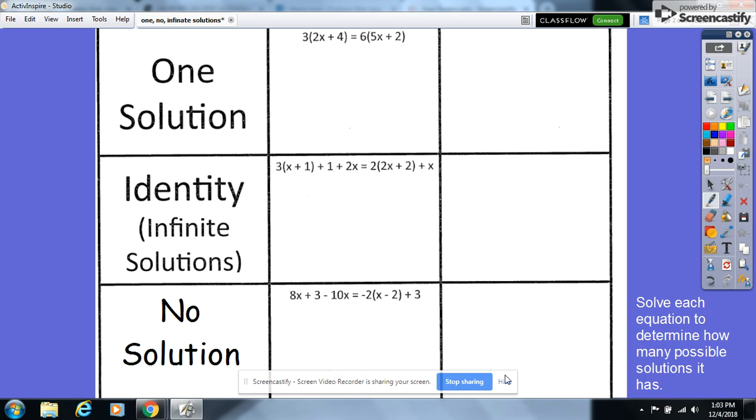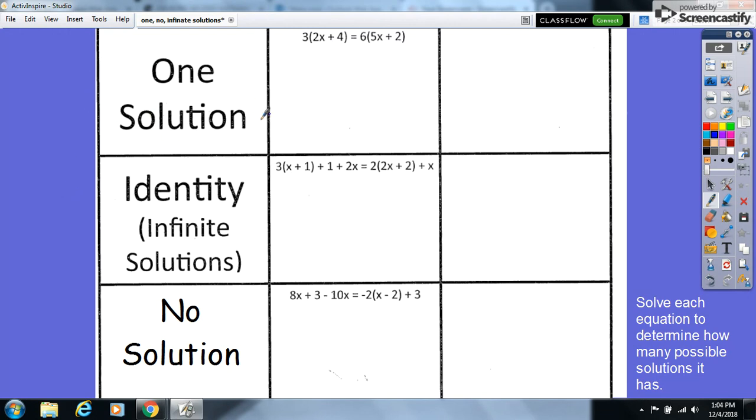Hey y'all, let's go ahead and take a look at one more thing dealing with equations. When you get into Algebra 1, you're going to learn that not all equations can be solved the way you're used to solving them. Algebra 1 has equations split up into three different types.